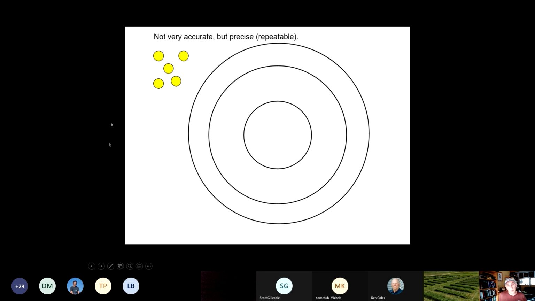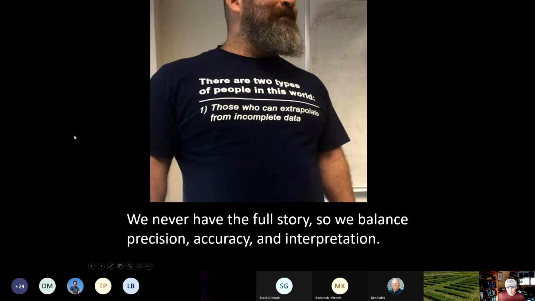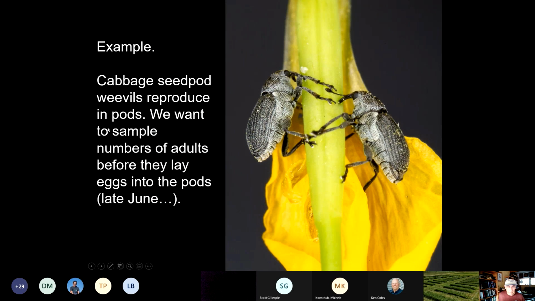So that's the thing we have to think of all the time with insect counts. We don't want to spend a lot of time doing a lot of counts, but we can do just a few for a good reason. And we need to take the next step in the interpretation. As it says here, there's two types of people: those who can extrapolate from incomplete data, and the other kind. Here's a quick example first: cabbage seed pod weevil. People know about that, I think. It's been around since 1995. I first started working on it in 1986.